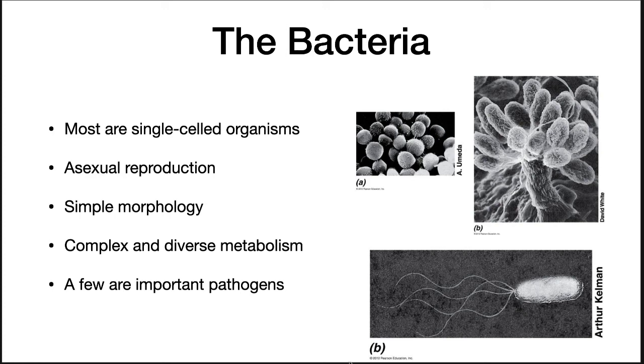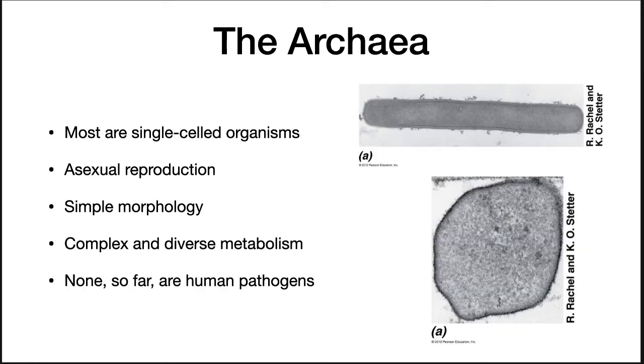The second group is the archaea. Wait, there's another set of small bacteria-like cells? Yeah, there are. The archaea. We will explain later in the course, but for now, know that they are mostly single-celled organisms. They grow by asexual reproduction. They have a simple morphology. They have complex and diverse metabolism, and none so far have been found to be human pathogens.